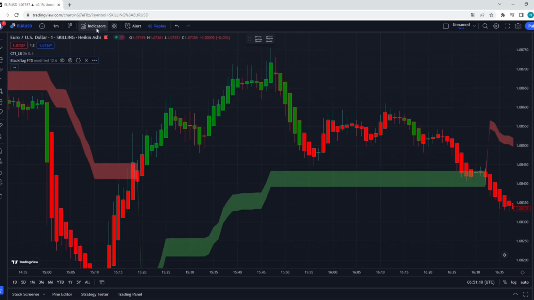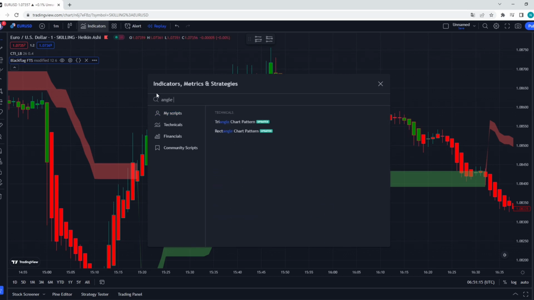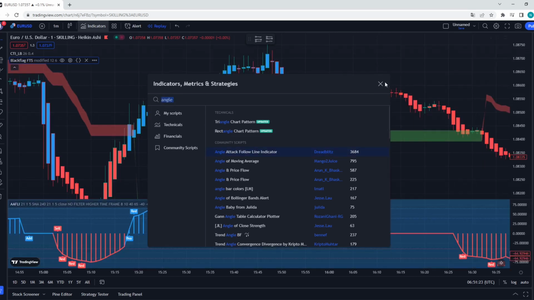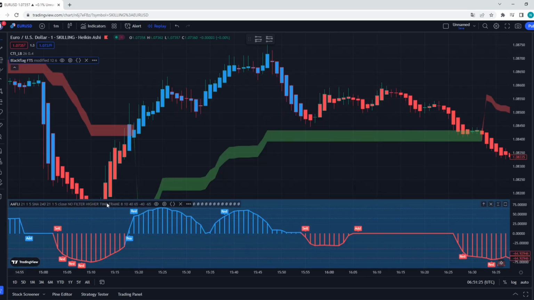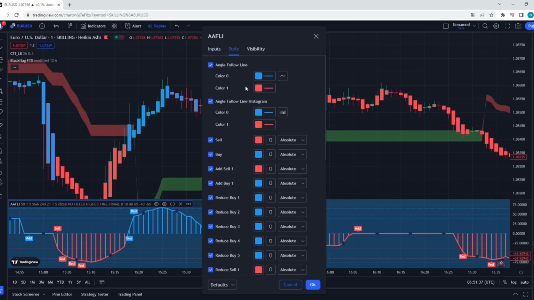Let's load in our third indicator. The third indicator we're looking for is the Angle of Attack Follow Line indicator, this one. This is the indicator we're looking for. Load it in. Also here we are going to make some changes. In the input section, the period we want to change from 21 to 50. So the period to 50.